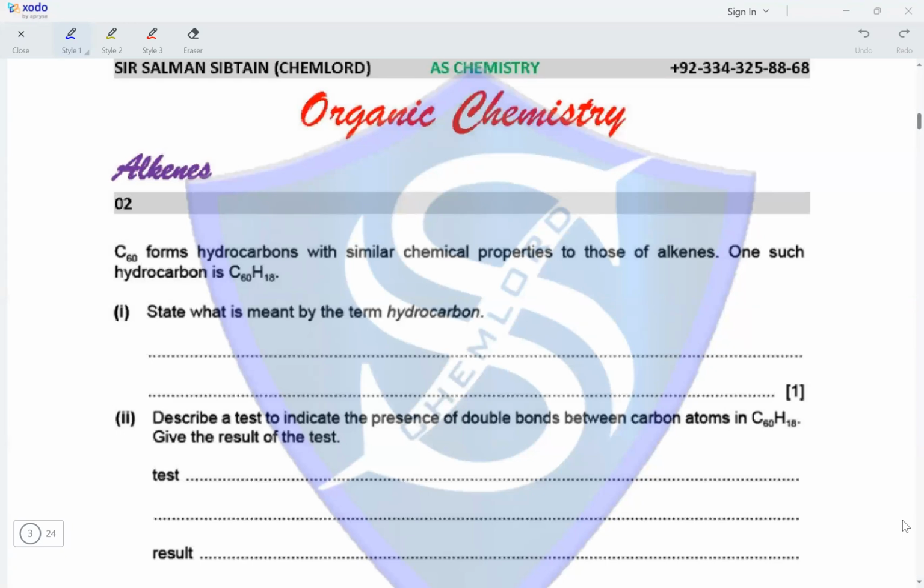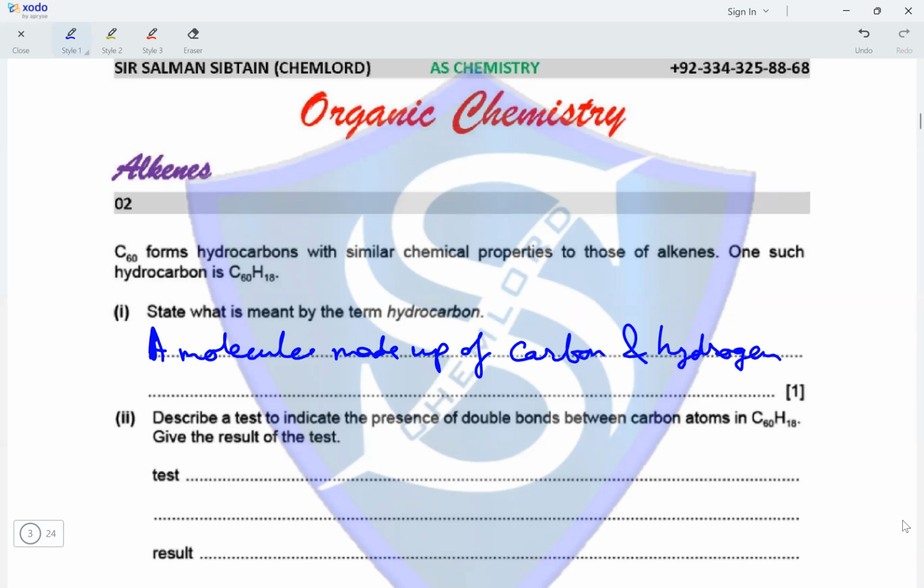Question 2. C60 forms hydrocarbons with similar chemical properties to those of alkenes. One such hydrocarbon is C60H18. State what is meant by the term hydrocarbon. A molecule made up of carbon and hydrogen atoms only. There are no other elements present in a hydrocarbon.